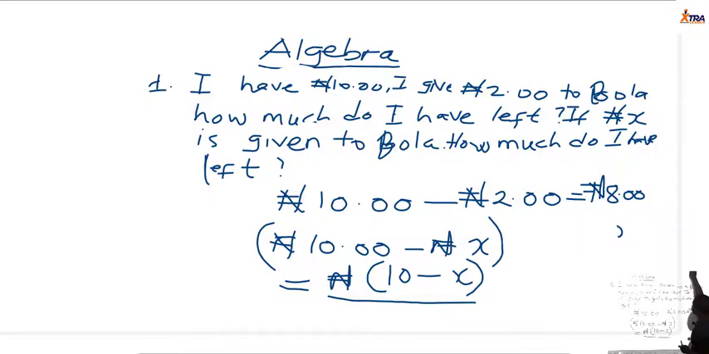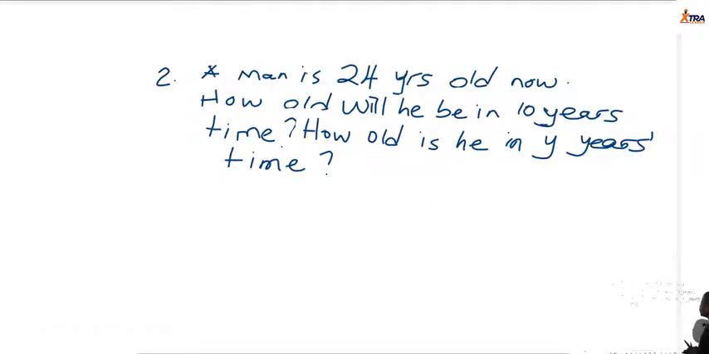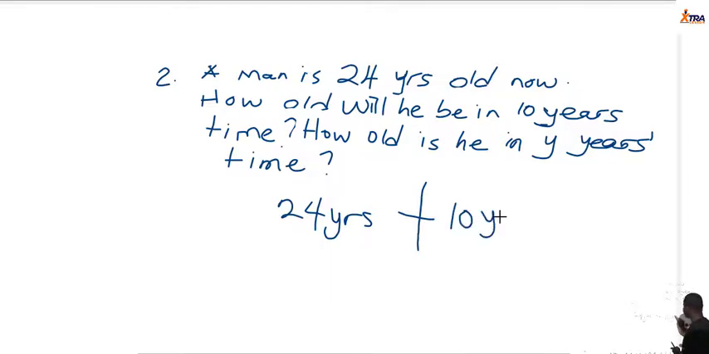Now, let's show this with another example. A man is 24 years old. How old will he be in 10 years' time? Question 1. How old is he in y years' time? The solution is as follows. The man is 24 years old now. So in 10 years, he is going to be 24 plus 10 years. And that will give us what? 34 years old. So in 10 years' time, the man is going to be 34 years old. He was previously 24, so we have an additional 10 years to his present age.